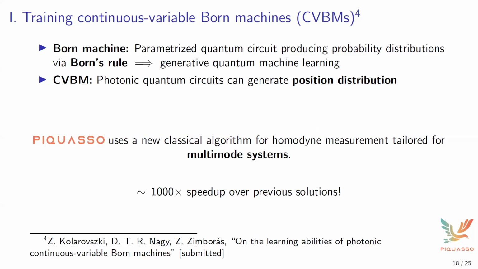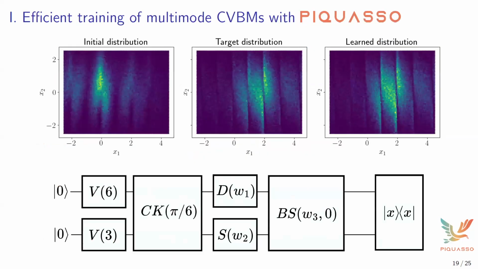Homodyne measurement is the measurement needed for the position distribution. It is tailored for multimode systems, and it has approximately 1,000 times speed up over previous solutions. And with this, we trained a multimode continuous variable Born machine with Piquasso.